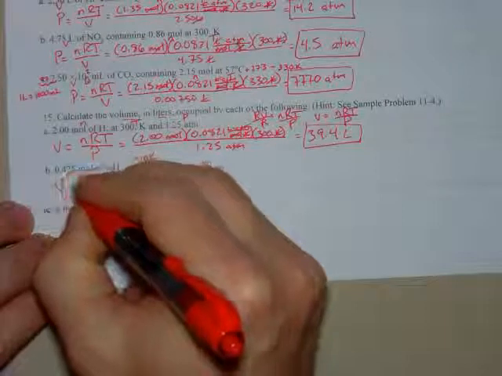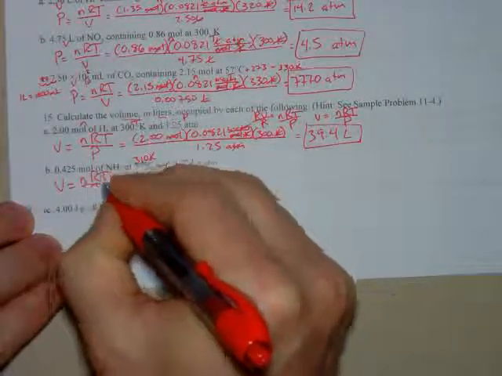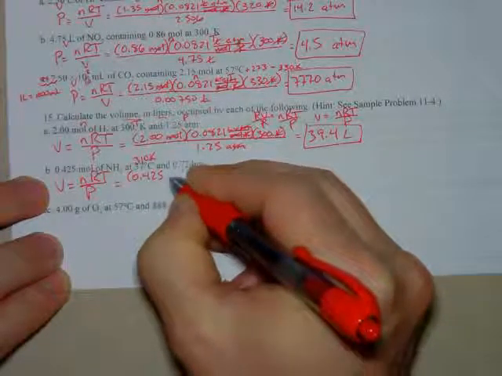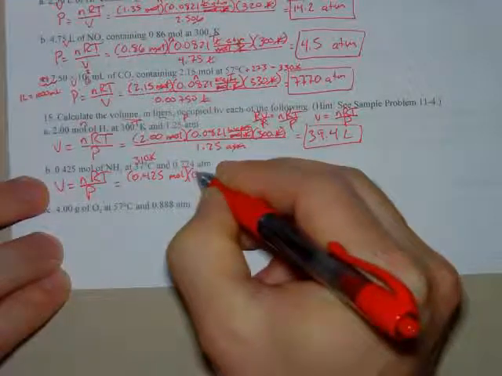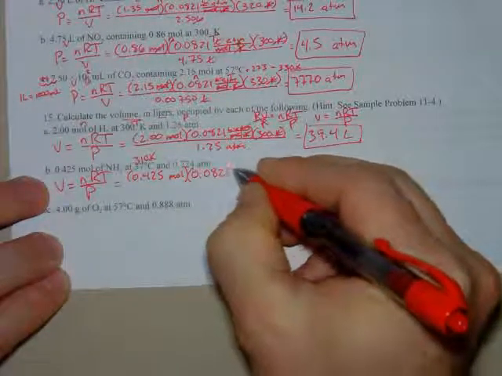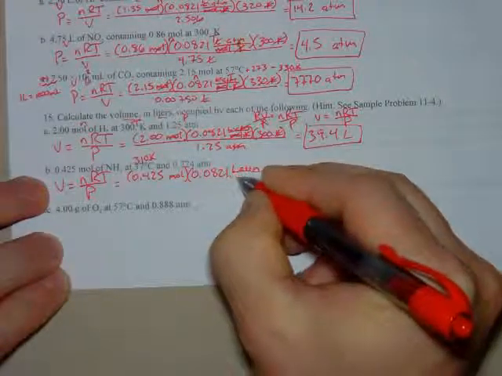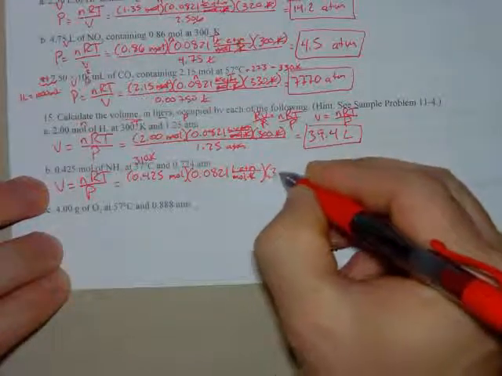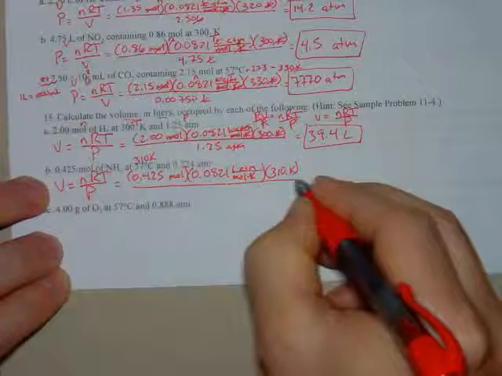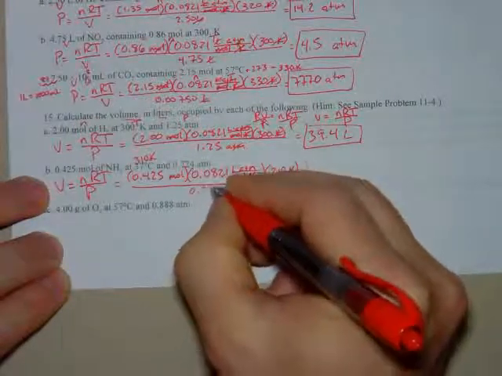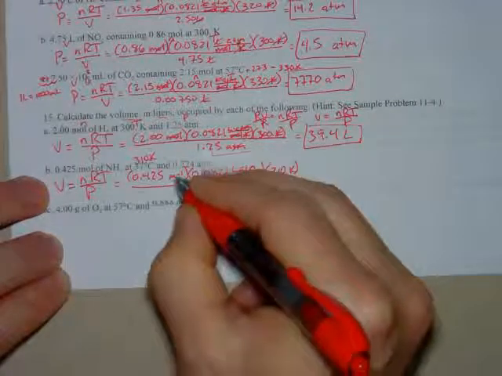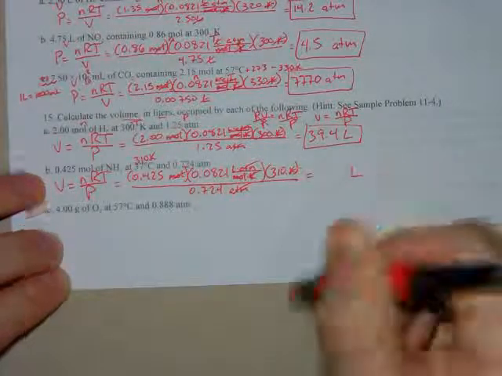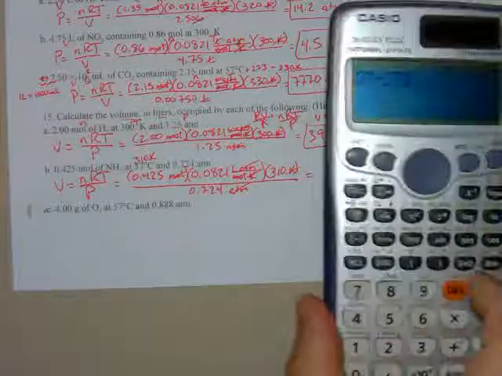Okay, so volume is equal to nRT over P. Plugging in these values, 0.425 moles, and then 0.0821. And then, what's my temperature? Oh yeah, 310 K over 0.724 atm. Moles with moles, atmospheres with atmospheres, kelvins with kelvins. That liter is the only thing I have left, and we're ready to calculate.